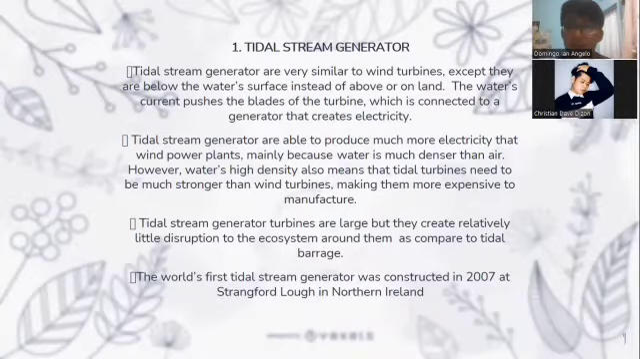Ang pagkakaiba lang nila, yung tidal stream generator sa tubig siya, and yung wind turbines sa land. Ayan, sa may gagamitan ng wind. Tidal stream generators are able to produce much more electricity than wind power plants, mainly because water is much denser than air. However, water's high density also means that tidal turbines need to be much stronger than wind turbines, making them more expensive to manufacture.